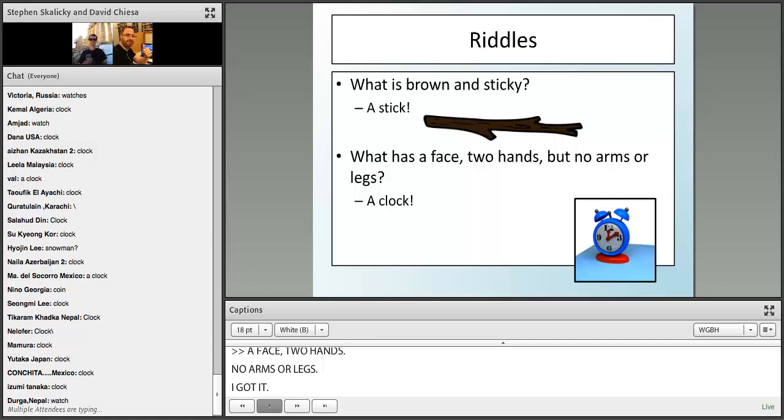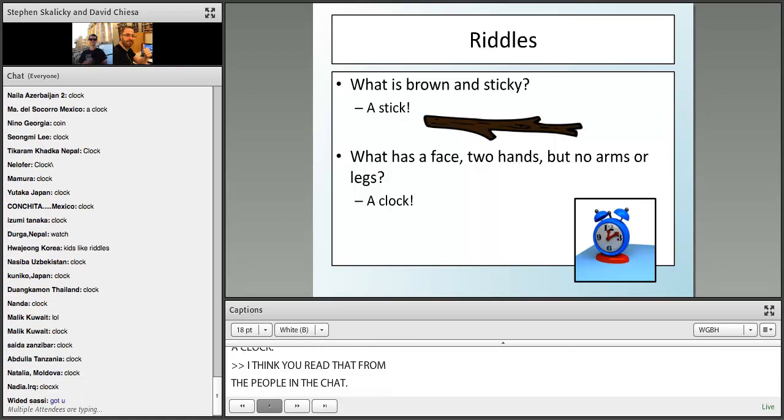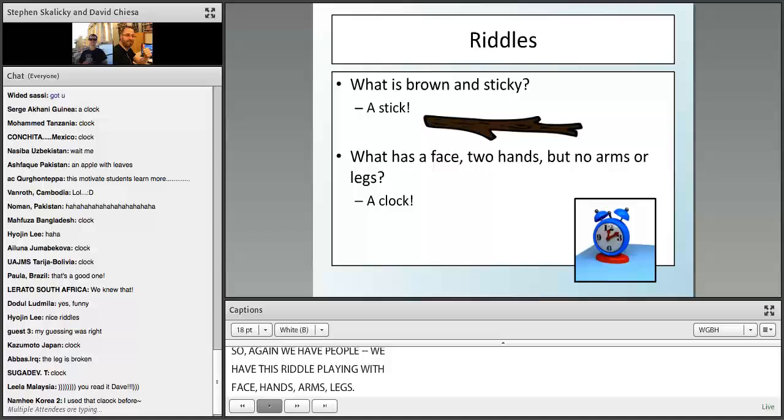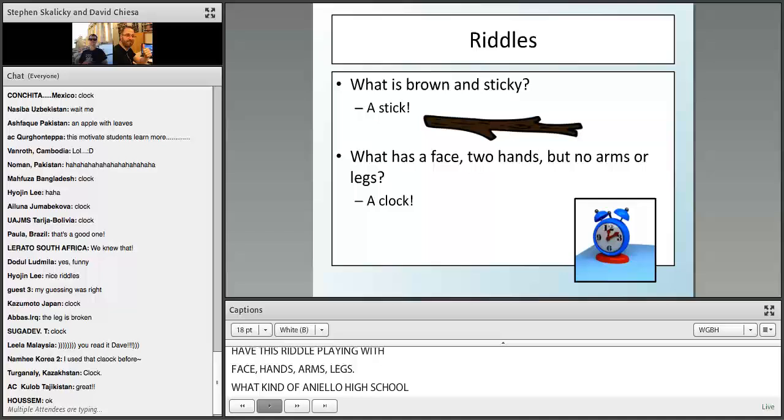A clock. Or a watch, that's right. So, again, we have this riddle playing with face, hands, arms, legs. You think, oh, what kind of animal or person qualifies as that? But really, it's a clock, right? Because clocks have faces, right, Dave? Yep, that's true. And they also have two hands, a big hand and a little hand. Aww. Okay. Yes, I got it.